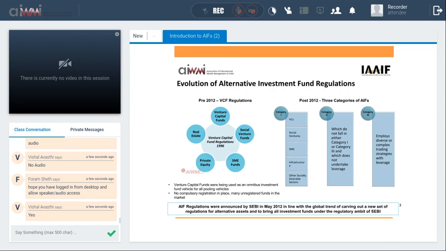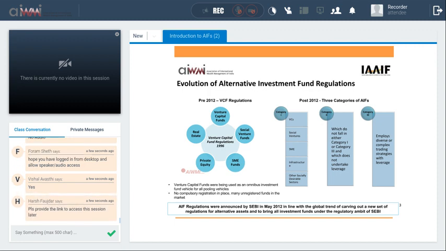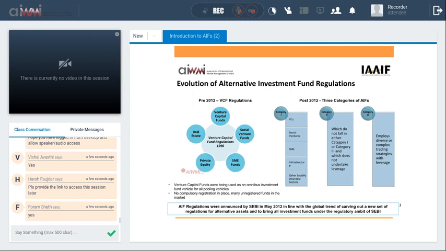Social venture funds invest in social enterprises who are tackling social issues. SME, right? That's a category which has traditionally been capital starved, and an SME fund fills that gap. Infrastructure, we are aware of the infrastructure deficiency in India, and what if you launch an infrastructure AIF, that will again come under category one.